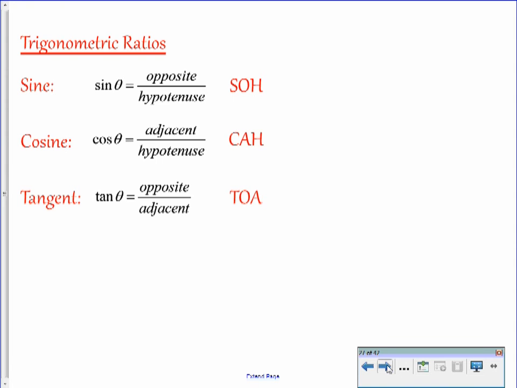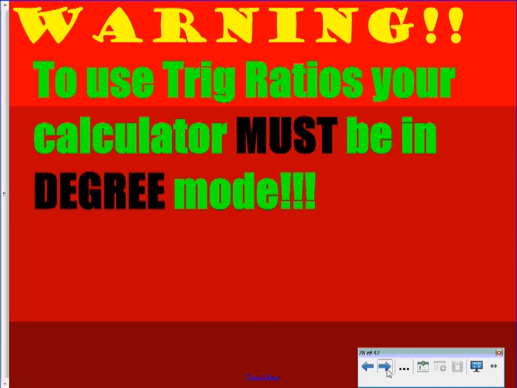So what we have is SOHCAHTOA. Sine is your opposite over hypotenuse. Cosine is adjacent over hypotenuse. Tangent is opposite over adjacent. So SOHCAHTOA helps you remember what thing you're going to need in order to be successful in solving that particular problem. Questions?